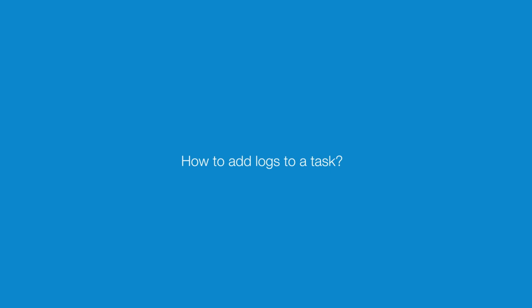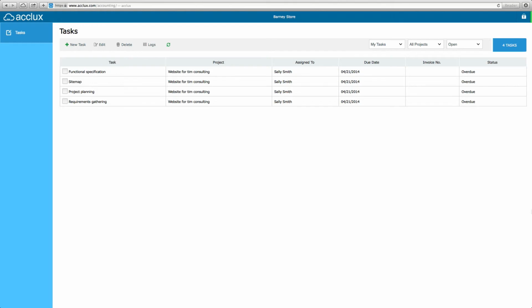How to add logs to a task by different team member. Task log is simply recording the time you spend doing a task. Log into acclux accounting with a user has operator level. As you see, only tasks icon is displayed, because the operator user only has access to the task section, and can view only tasks assigned to him.